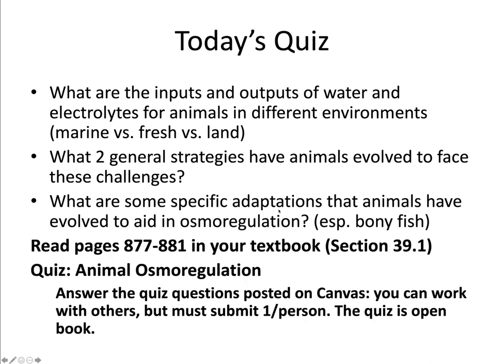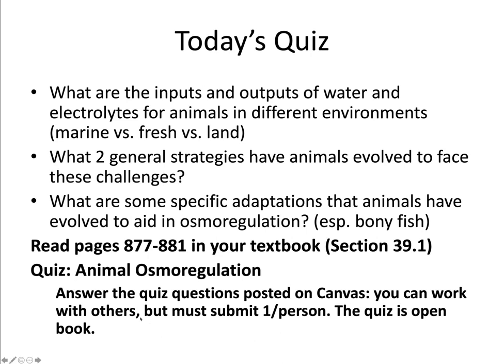To learn all this, you're going to need to read pages 877 to 881 in your textbook, section 39.1. You're going to want to read that once through before you take the quiz. Then you're going to complete this animal osmoregulation quiz, so you'll answer those quiz questions. You can work with others on this quiz, but you've got to submit one per individual. So you've got to submit it individually.